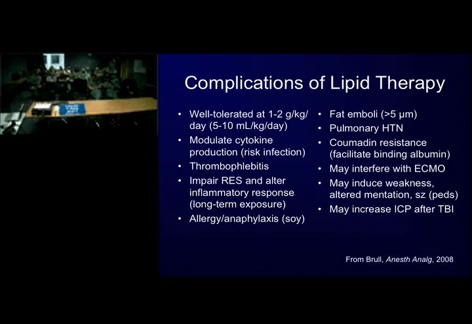You can get fat emboli if you have your micelles larger than 5 microns. Pulmonary hypertension can occur as well, but again, that's only suggested if intralipid is given at a fairly high dose over a long period of time. It can cause coumadin resistance because it facilitates coumadin binding to albumin. It can interfere with ECMO.